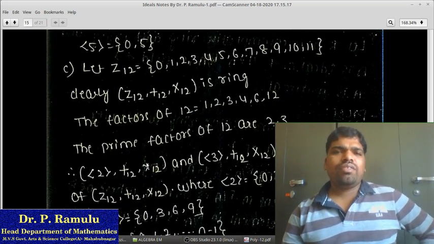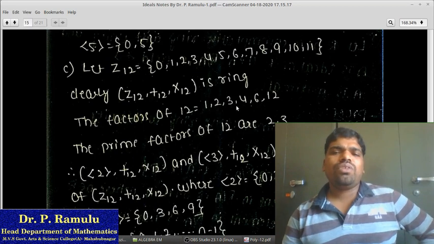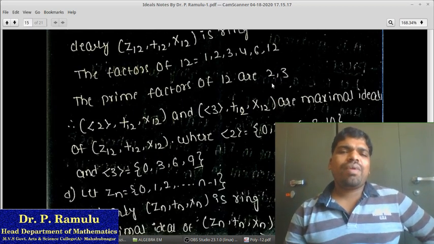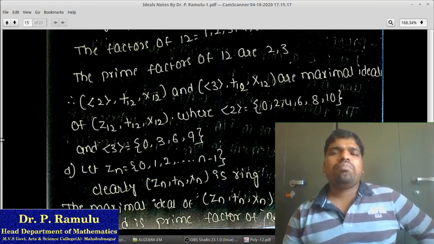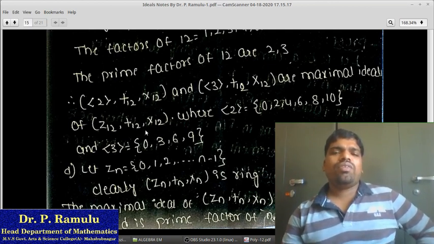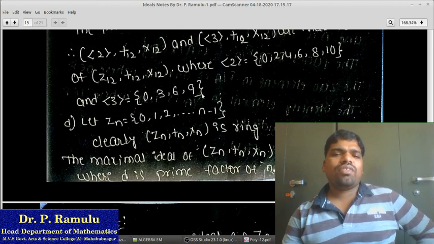Let us take Z12, which equals {0, 1, 2, 3, 4, 5, 6, 7, 8, 9, 10, 11}. Clearly, Z12 is a ring. The factors of 12 are 1, 2, 3, 4, 6, 12. Out of these factors, 2 and 3 are the prime factors. So, therefore, generator 2 and generator 3, with addition modulo 12 and multiplication modulo 12, are maximal ideals of Z12, where generator 2 is {0, 2, 4, 6, 8, 10} and generator 3 is {0, 3, 6, 9}.